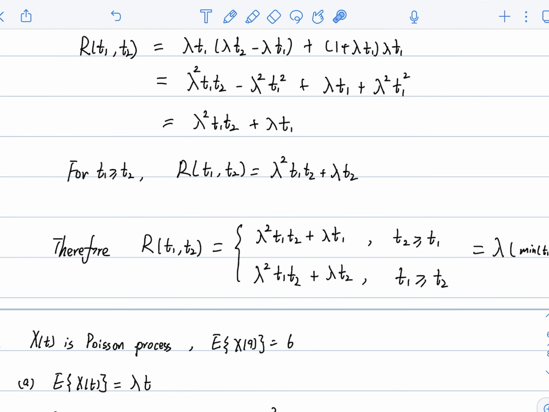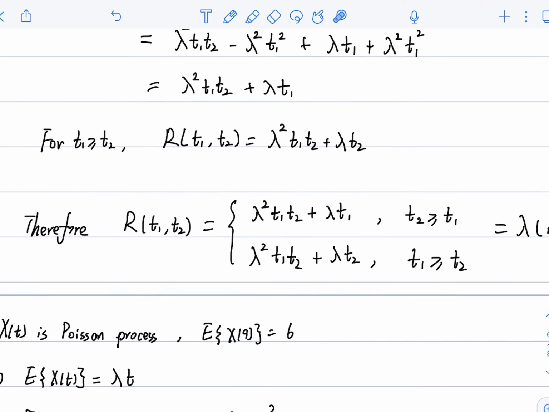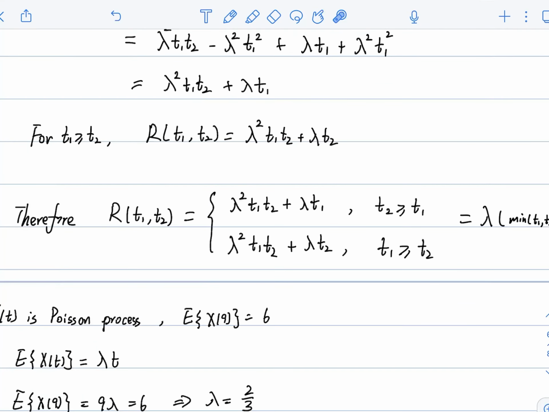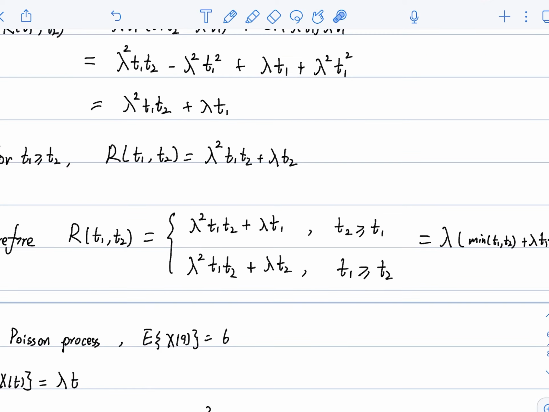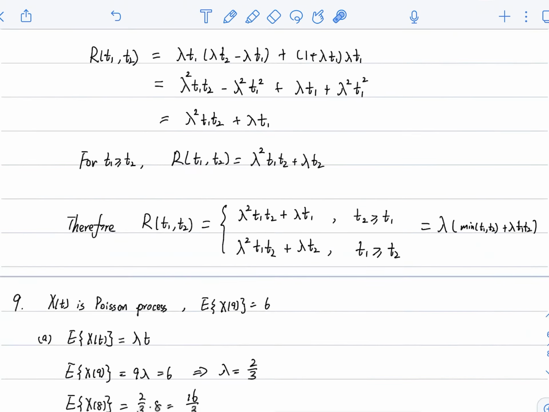Similarly, if T1 is greater than or equal to T2, the correlation is equal to lambda squared T1 T2 plus lambda T2. Combining the two cases, we get that the correlation of T1 T2 is equal to this, and it can be simply written as lambda times the minimum of T1 T2 plus lambda squared T1 T2. Therefore, question 8 has been completed.